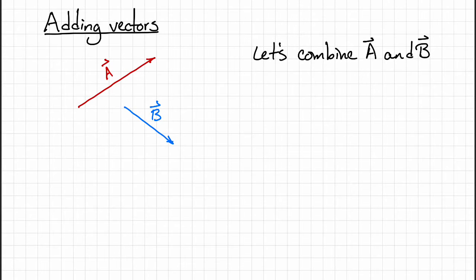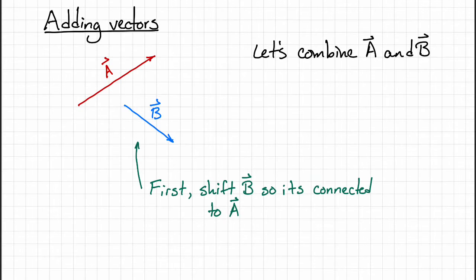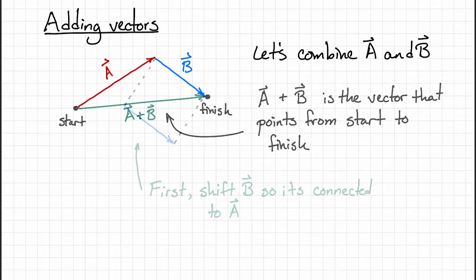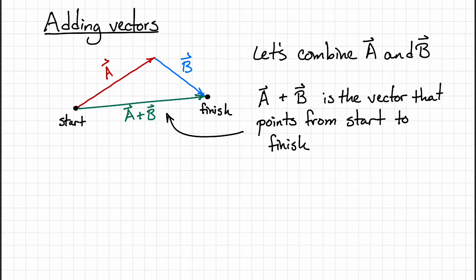Let's combine vector A and vector B by using vector addition. First, we have to shift vector B so that it's connected to vector A, tip to tail. We can always shift a vector as long as we don't change its length or its direction. A plus B is the vector that points from the start of A to the finish of B, which we can call vector C.